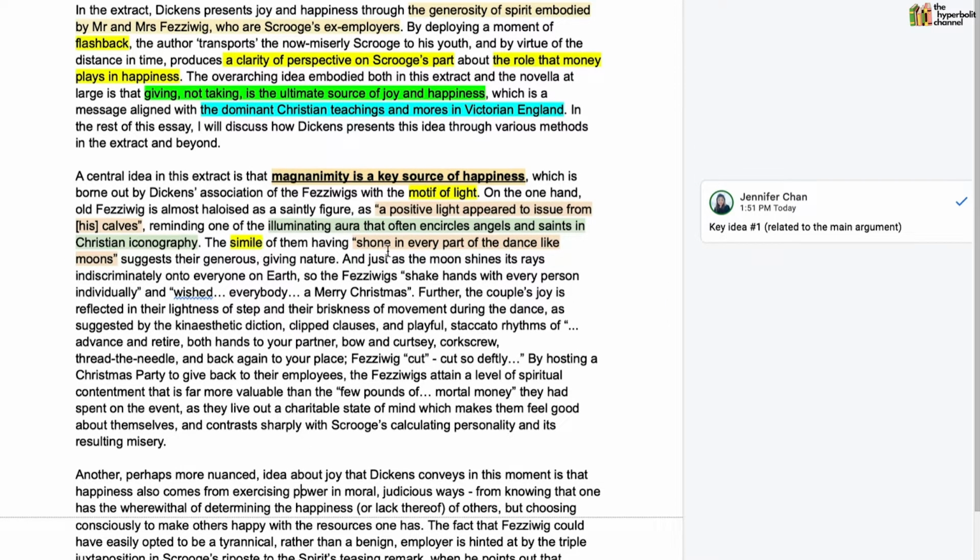Why does the simile comparing the Fezziwigs to moons suggest generosity? She goes on to explain for us. Because just as the moon shines its rays indiscriminately onto everyone on earth, so the Fezziwigs shake hands with every person individually and wished everybody a Merry Christmas. So this is fantastic because she's drawing a close parallel between the way the moon is liberal and generous, so to speak, with its rays, because when we think about it, the moon doesn't at all discriminate who it decides to shine on. Everyone on Earth gets to see and enjoy the moonlight.